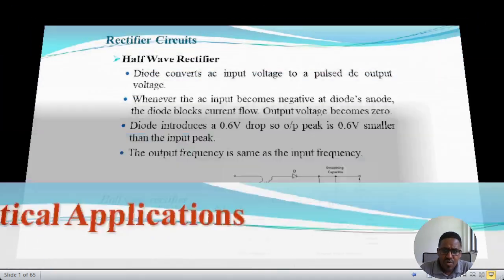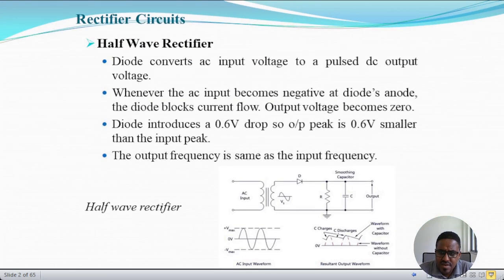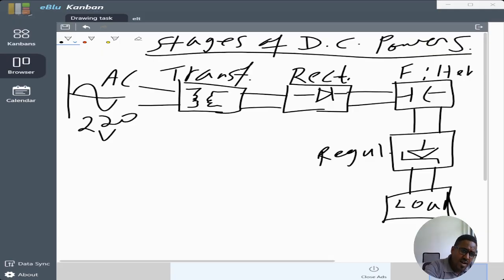First, when we look at the rectifier circuit, let's see the stages of a DC power supply. In a DC power supply, we have five stages. As the first stage, we get the power supply. That power supply comes from the Ethiopian Power Authority Corporation, or in our house what we get when a plug is inserted into the wall socket outlet. We get 220 volts, 50 hertz.